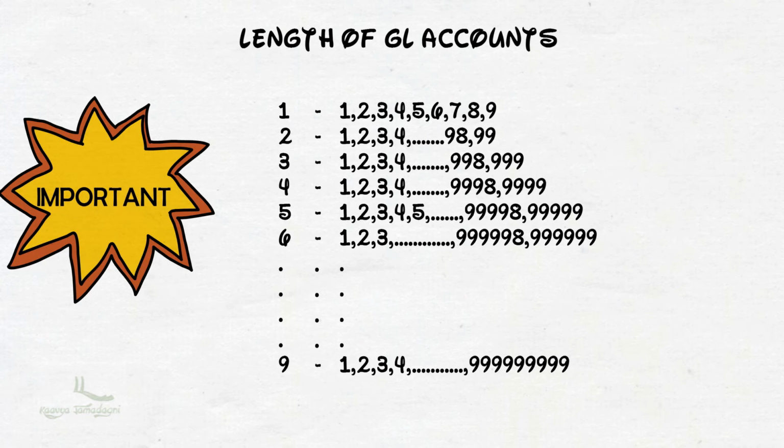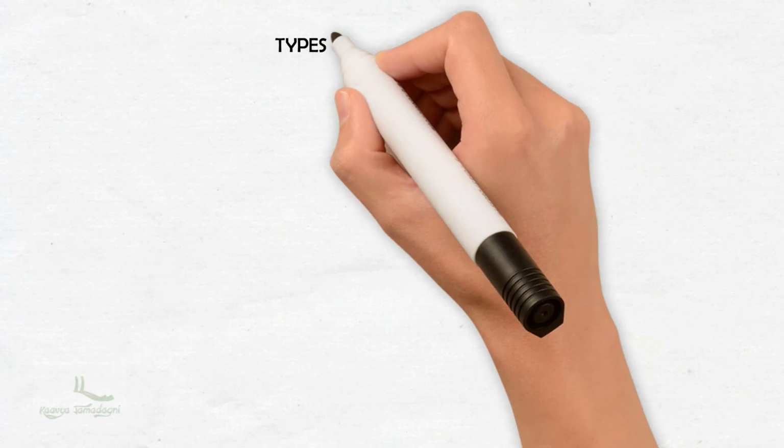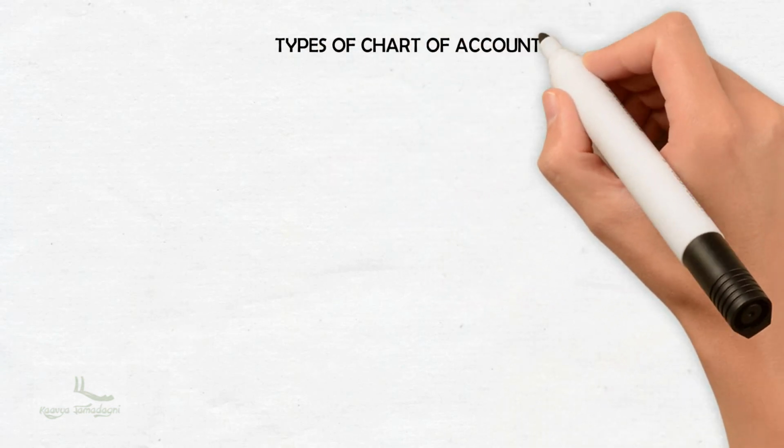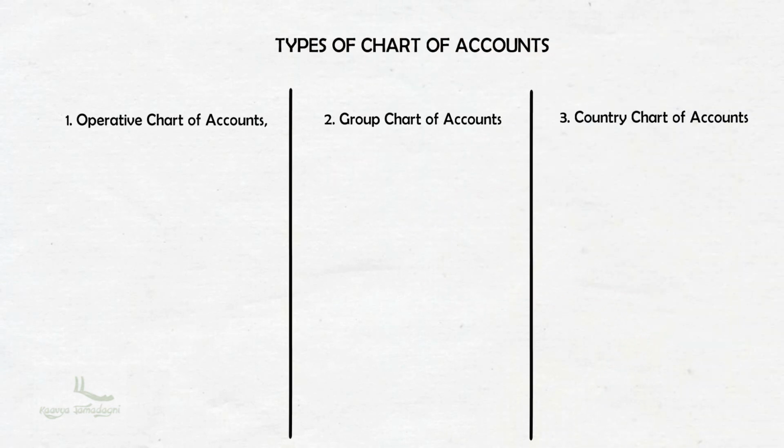Next we have is types of chart of accounts. There are 3 different types of chart of accounts. What are they? First is operative chart of accounts. Second is group chart of accounts, and finally the third is country chart of accounts.